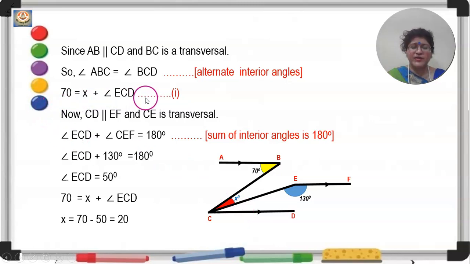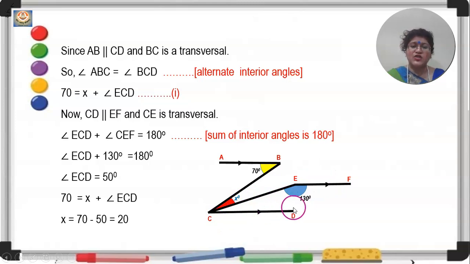That is mentioned out here. 70 equal to X plus angle ECD. So from this, how do you calculate this angle ECD? In order to find out the measure of ECD, let us look into another pair of parallel lines.